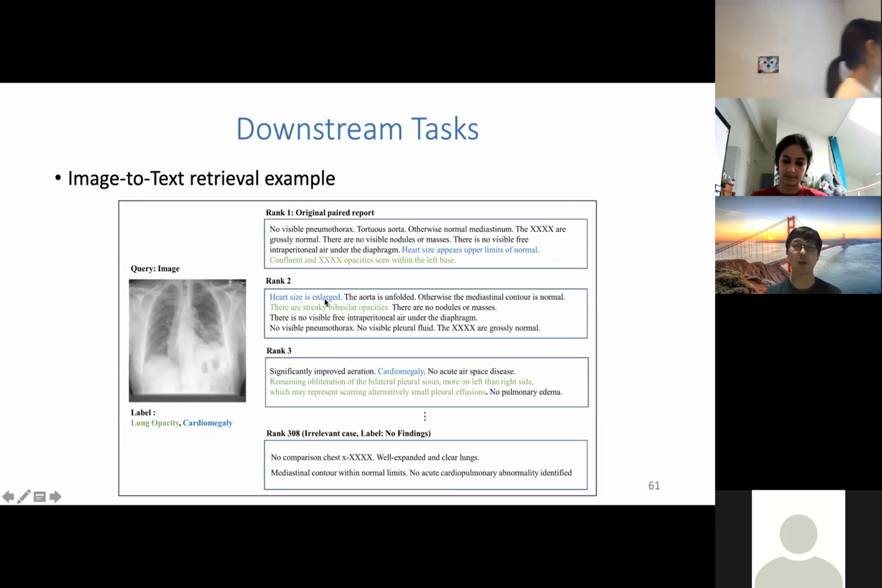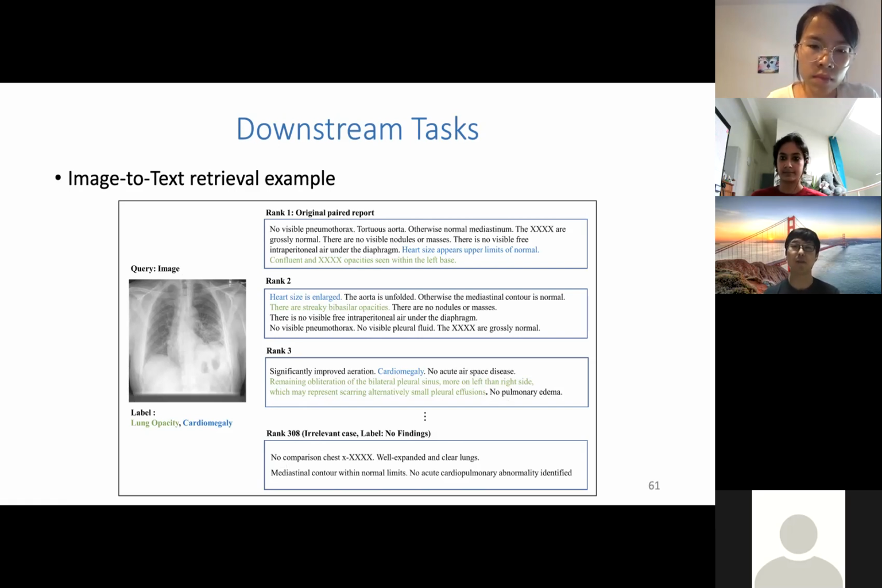But if you look at rank 2 and rank 3, they do contain similar information, like heart size enlarged because of cardiomegaly, and lung opacity, here there are some opacities. And again here, cardiomegaly, and then some statement about how lung opacity is there in the image. If you look at low-rank examples, it just says no finding. So pretty irrelevant. At least this much we can understand, that it's doing a good job.